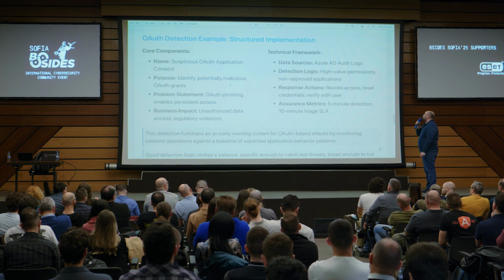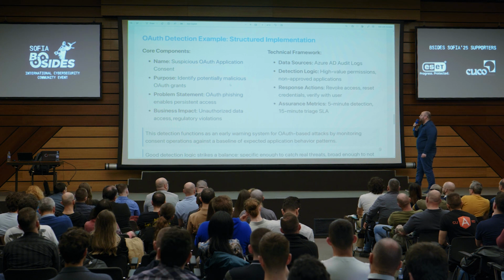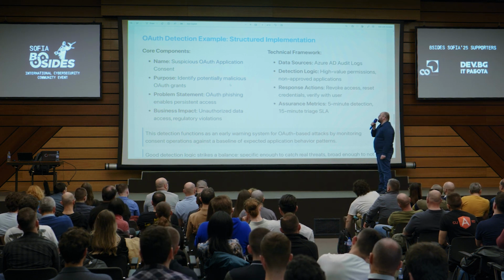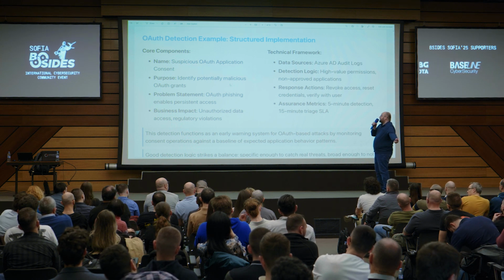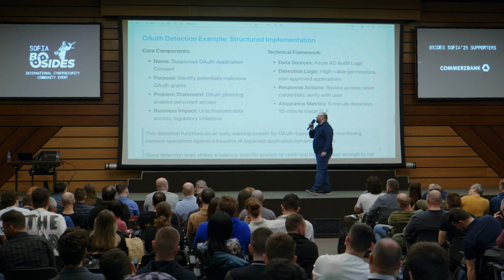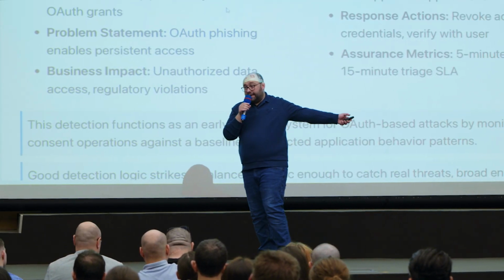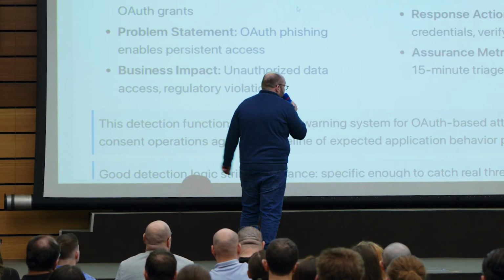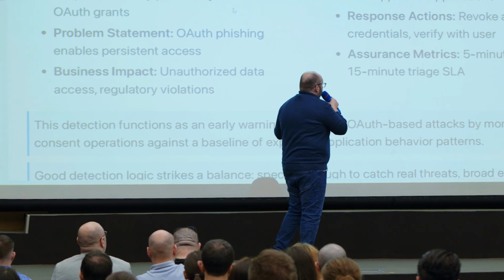Okay, so what are you going to do in this type of situation? Your core components, obviously, you're going to name your use case: suspicious OAuth application consent. Purpose would be to identify potential malicious OAuth grants. Problem statement: OAuth phishing enables persistent access. Basically, they get in, they stay in. Business impact: they can read mailbox, they can read whatever they have access to, and they can do even more damage.